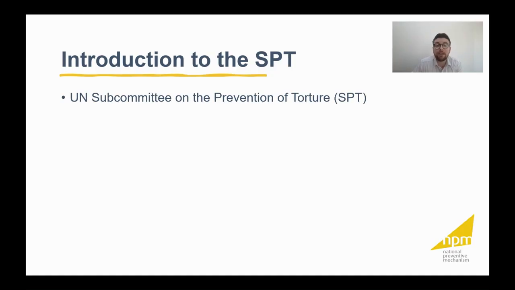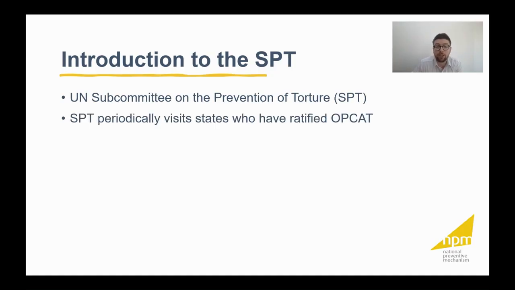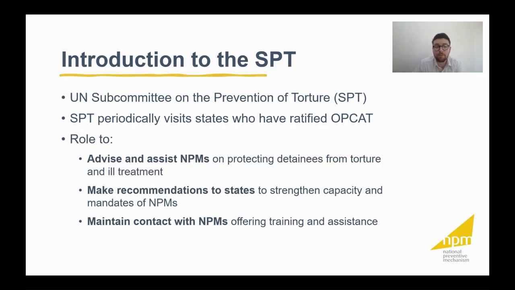The United Nations Subcommittee on the Prevention of Torture is a UN body that periodically visits states who have ratified the optional protocol. Their role is to advise and assist NPMs on protecting detainees from torture and ill treatment, make recommendations to states to strengthen capacity and mandates of NPMs, and maintain contact with NPMs, offering training and assistance. Their last visit to the United Kingdom was in 2019.